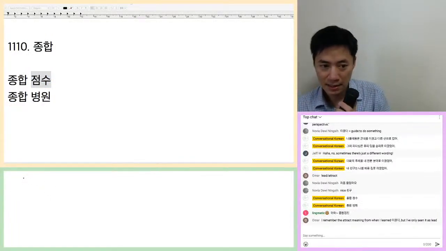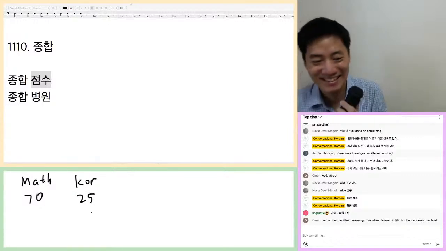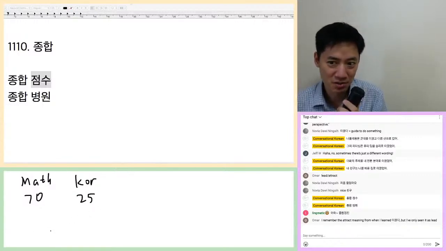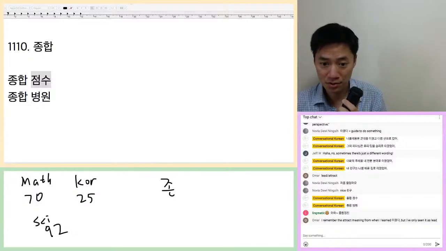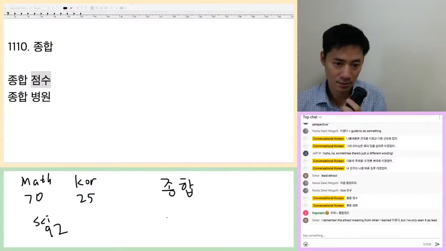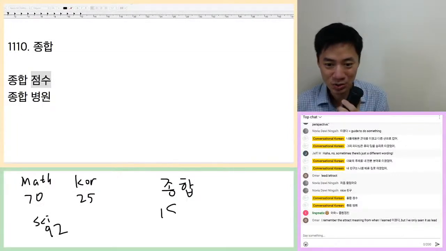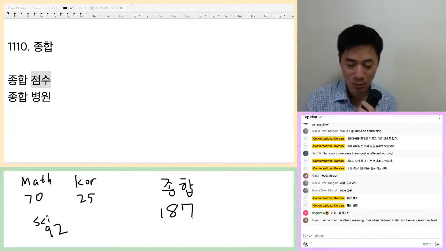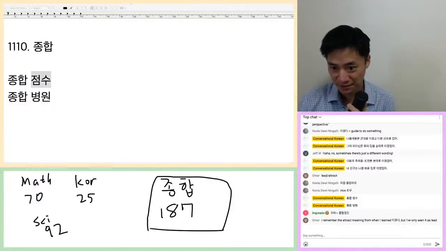Your math score is about 70. Your Korean score is about 25, maybe. Just for example, you know. And maybe your science score is about 92. Then 종합 점수, like total score, you know. 95, 92, so 100. Okay, 종합 점수. Is that simply just all together? 종합 점수.